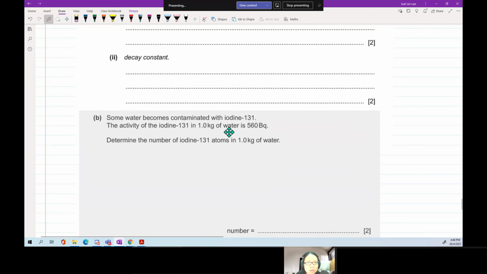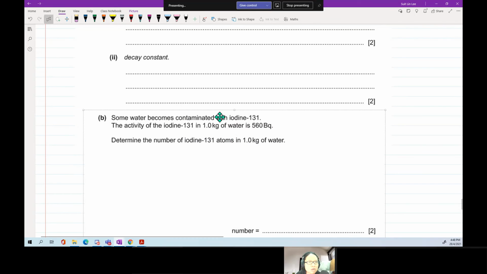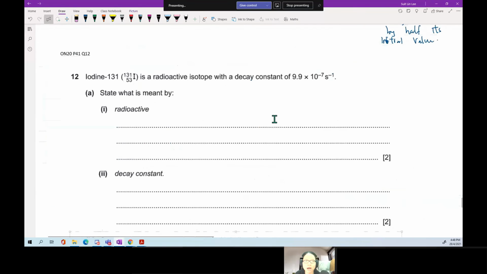All right, so here, I'm going to put this one here. Iodine 131 is a radioactive isotope with a decay constant of 1.9. Oh, this is very nice. They have this in SI for me. I'm happy and satisfied. This is my lambda. State what is meant by radioactive and decay constant.